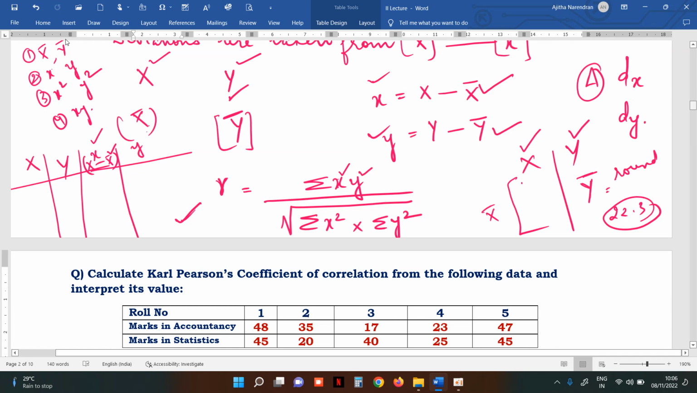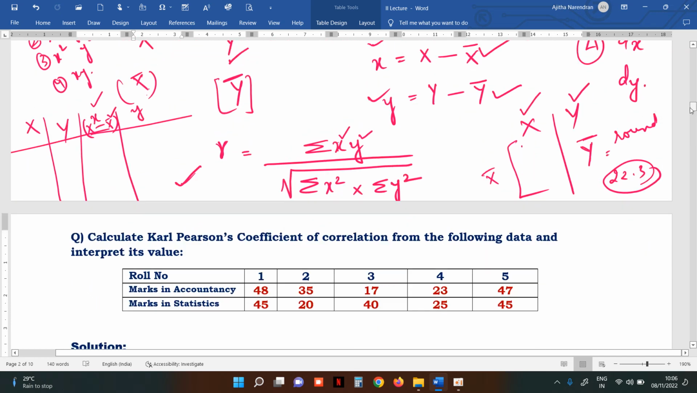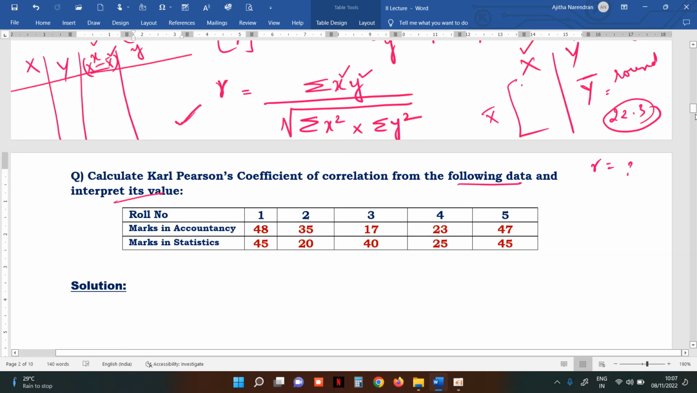This will be clear with the help of the following sum, which we are going to see now. Calculate Karl Pearson's coefficient of correlation from the following data and interpret its value. Whatever answer you get, r is equal to some value, and you have to give your interpretation, whether it is positive, negative, low degree or high degree. You need to give the interpretation.